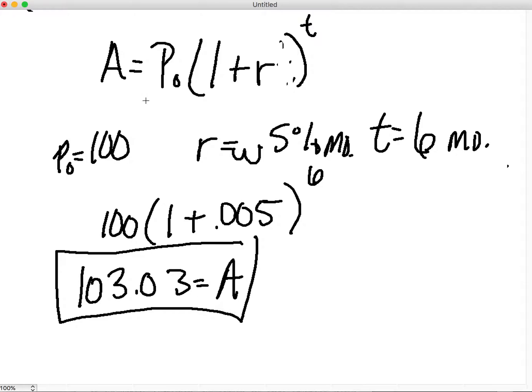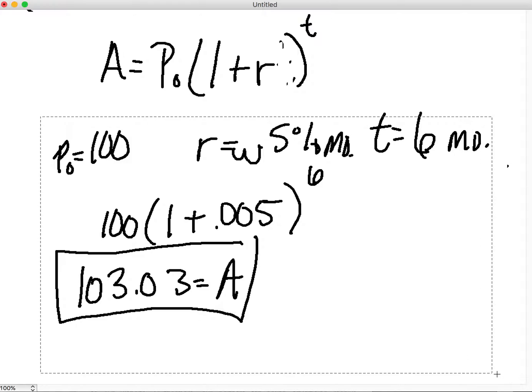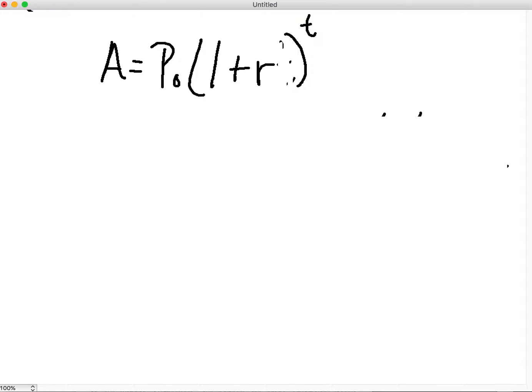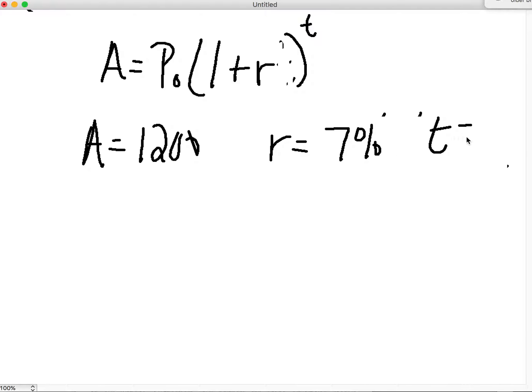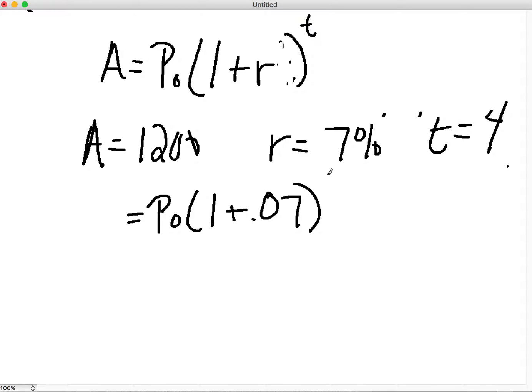So when we're solving for different things within this, most of the time the question typically tends to ask, how much did you invest? So let's say that my current value in a savings account, so current value A, would be $1,200. That's my current value. I invested it at 7% annually, and I invested it for, let's say 4 years. That sounds about right. So in that case, I would have my P0 times 1 plus 0.07 raised to the 4.